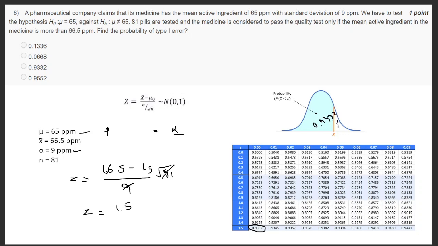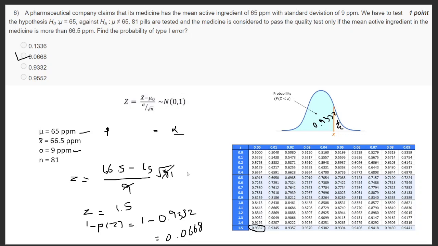So to find this region, it is very simple. It's 1 minus P of z, equal to 1 minus 0.9332. So this will result in 0.0668. So the answer is given, which matches the given answer. So this is how we have to find.